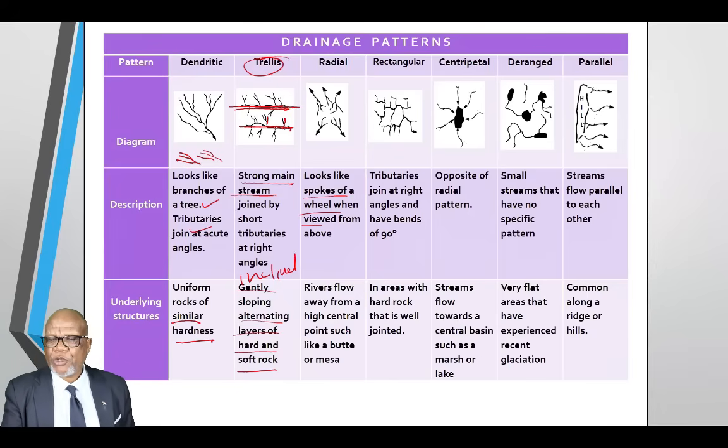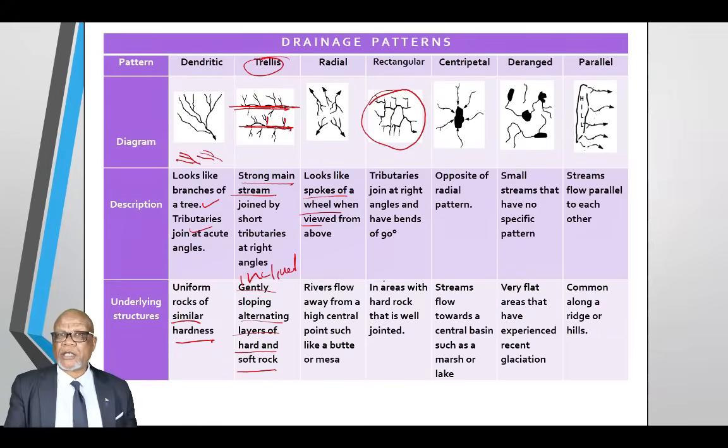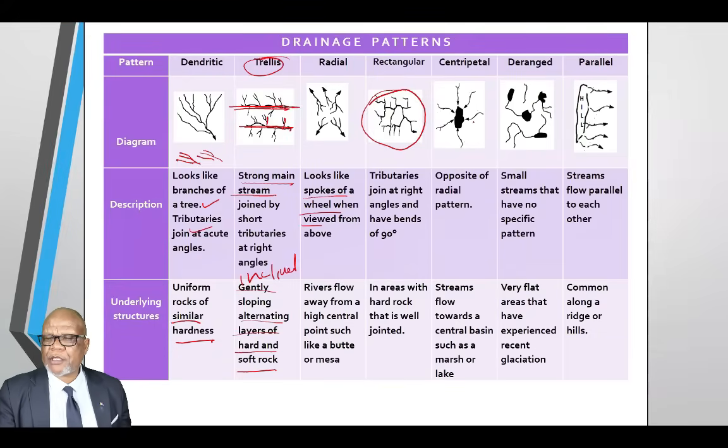Then what do we have there? You have a rectangular pattern. With a rectangular pattern, like we said, the mainstream has 90 degree bends, and the tributaries join the mainstream at 90 degrees as well. And we have centripetal. Centripetal is opposite to radial. The streams are flowing towards the low-lying area. Streams flow towards a central basin, such as a marsh or lake.